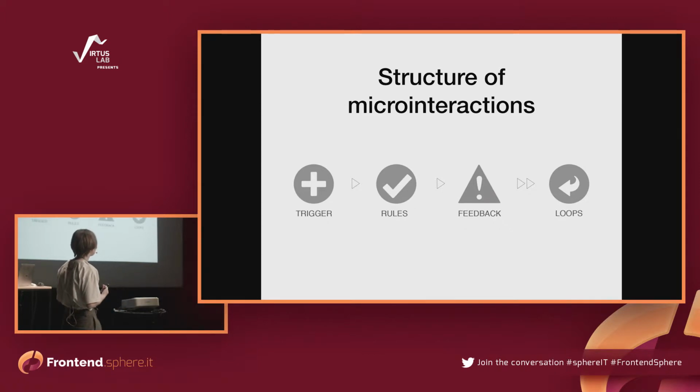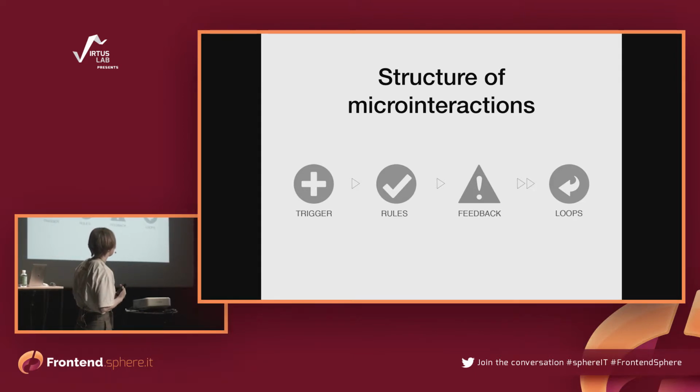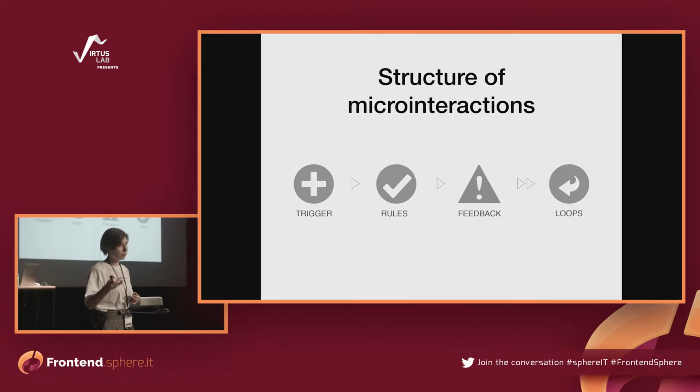So the structure of microinteraction we just described: it was a trigger, so it was the buttons. It was rules, what happens when you press the buttons. Feedback, so you will have either sound or coffee. And the loop, so for example, when your coffee is ready, the button would be colorful again, right? So you can use it again.